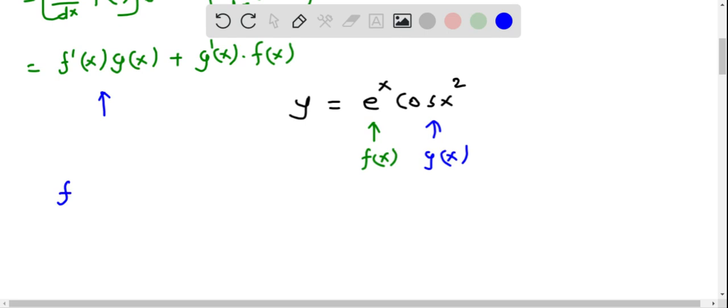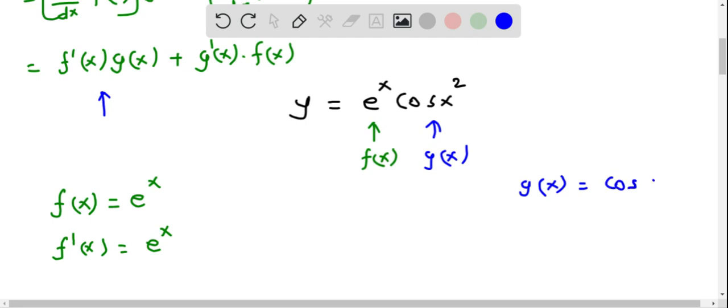Since we have f of x equals e power x, if I find the derivative of this function, f prime of x is also e power x, because the derivative of an exponential function is the exponential function. And now we will find the derivative of g of x. We have g of x equals cos of x squared. Therefore, if we take the derivative on both sides, we get g prime of x.